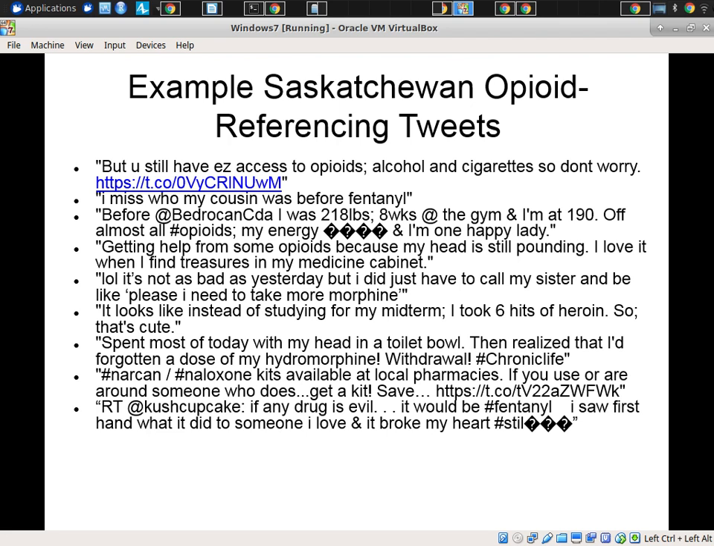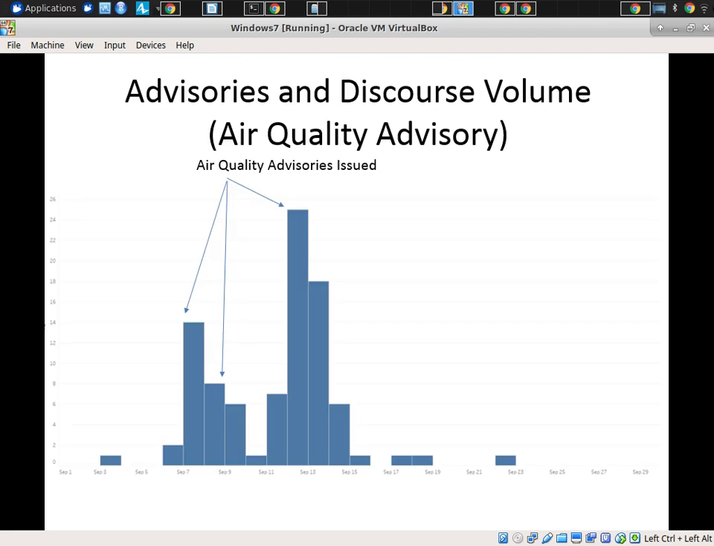Some of these are worrisome. Some are borderline. I'm not sure if it's a joke. Others definitely have some elements of concern. Some are cautionary, right? Suggesting naloxone kits. So Twitter gives this picture of this discourse that is extremely varied when it comes to these points of concern: when it comes to opioids, when it comes to things like cases of illness, when it comes to cases like suicide.